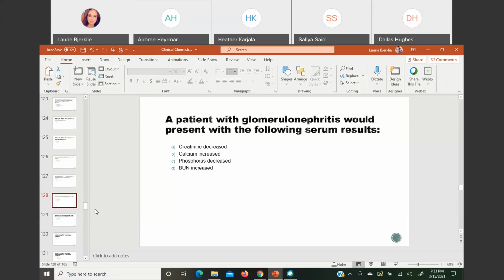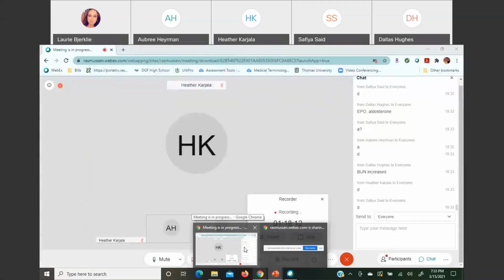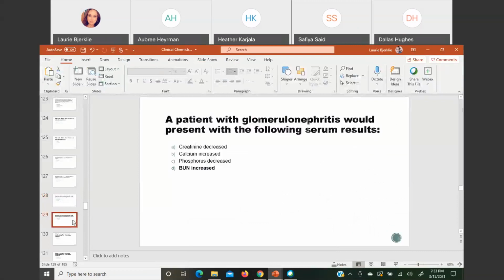A patient with glomerulonephritis would present with the following serum results. Okay, yes, your BUN would be increased. So it's obviously a kidney disease. So BUN and creatinine would both go high in kidney disease.